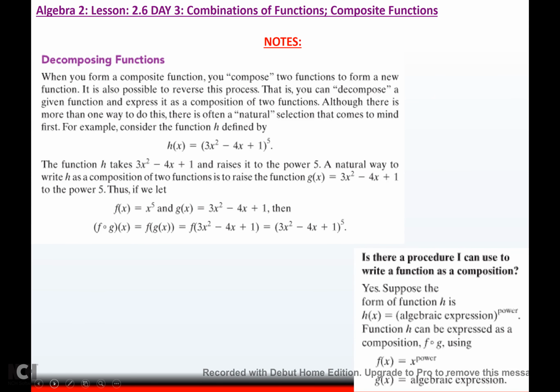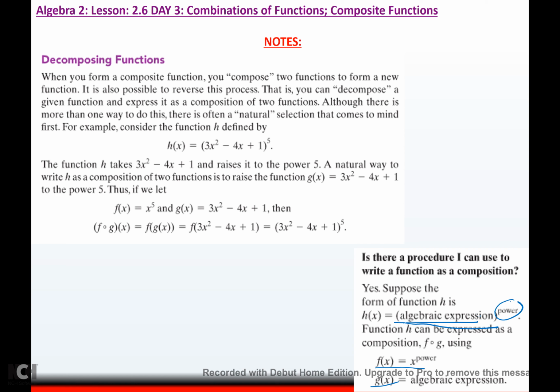Alright, so now what if we have to decompose functions? In other words, you have to figure out what two functions they put together to get this new function h. It's really actually very simple. If you have something to a power, the h can be expressed as the f function was x to the power, and g of x is whatever's inside.